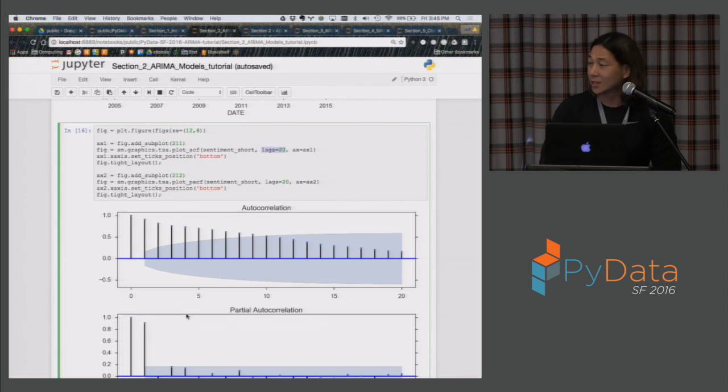By band, you mean blue? The blue cone envelope. Yes, thank you.